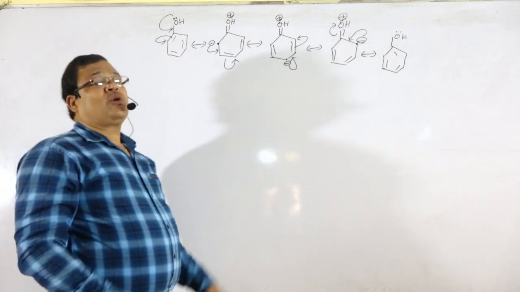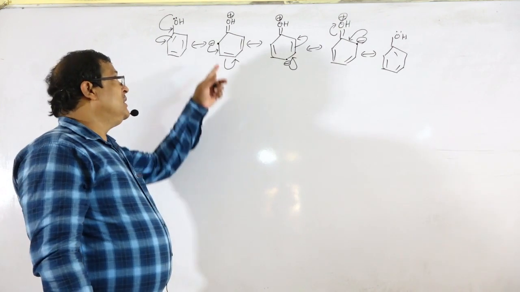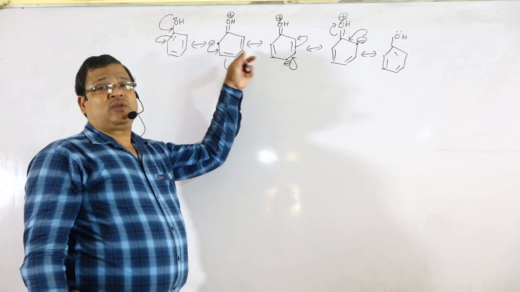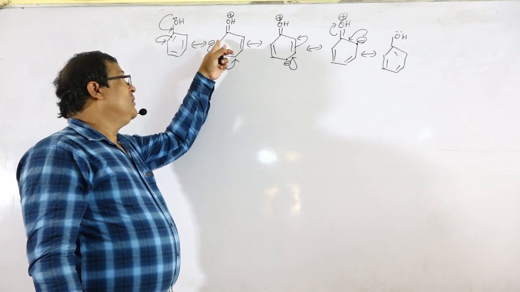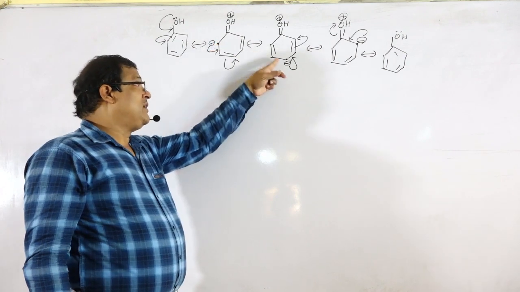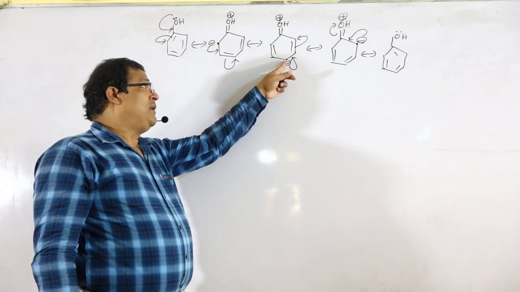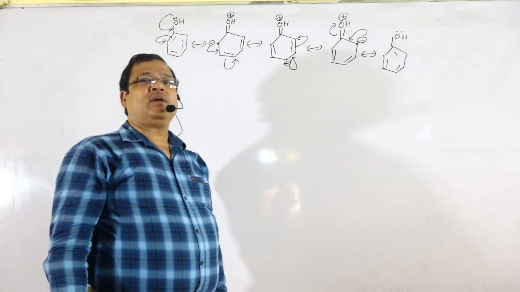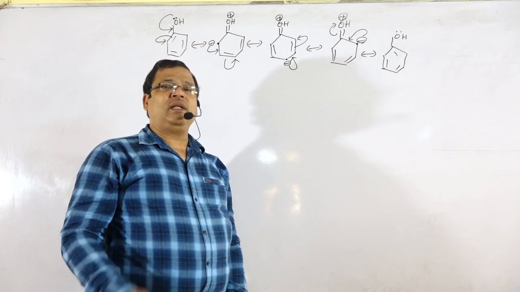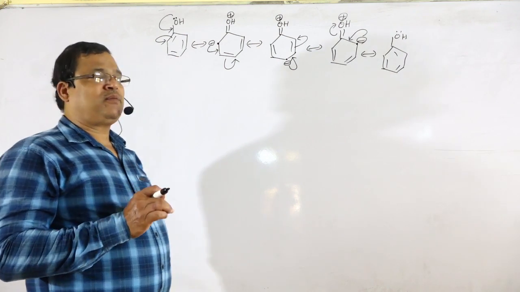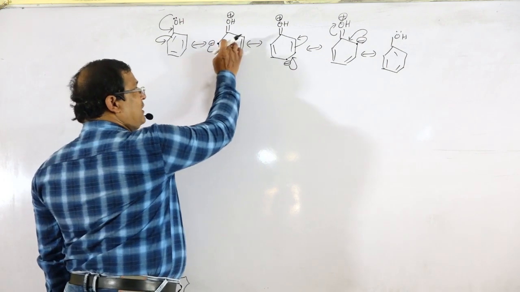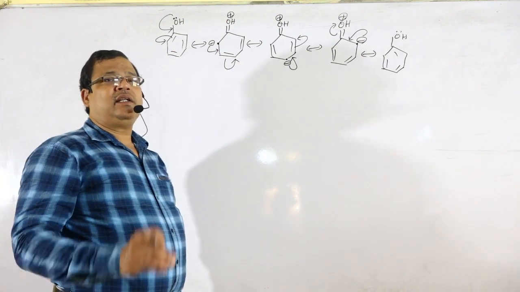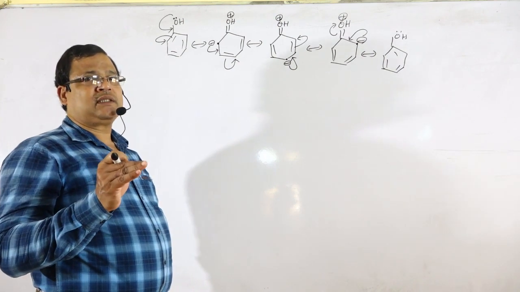Next, why is it ortho-para directing? Because in these resonating structures, we have marked that the negative charge becomes more at the ortho, para and ortho positions. So electron density becomes more at the ortho and para positions, which means the electrophile will get directed to these positions. First we will discuss the different types of electrophilic substitution reactions.